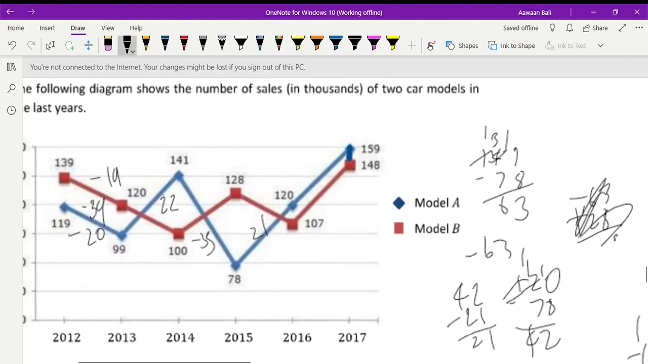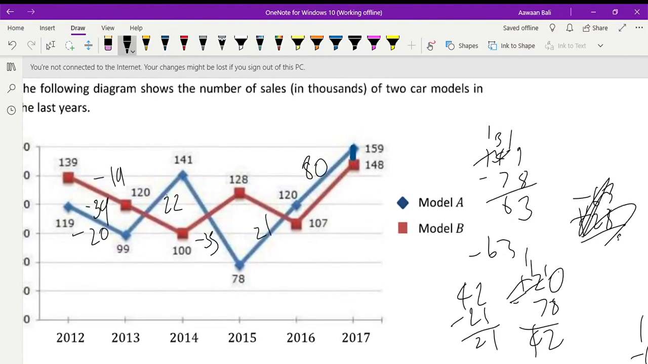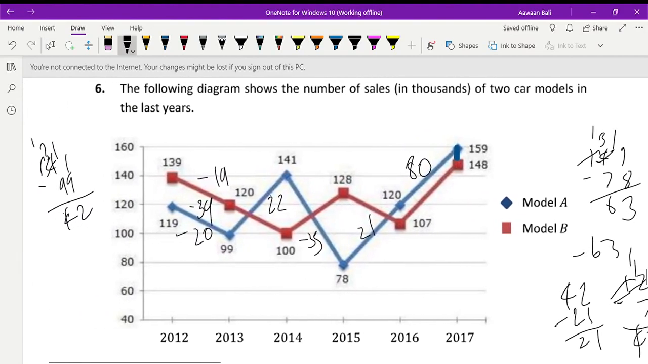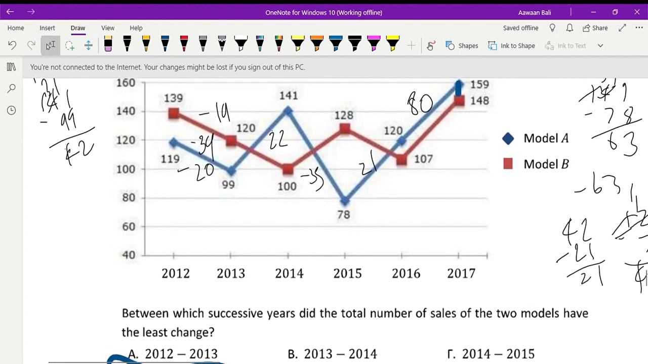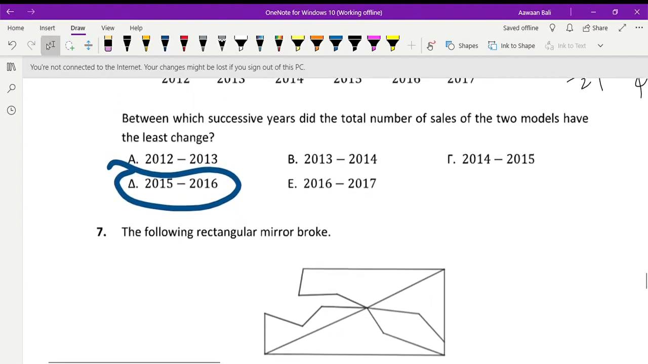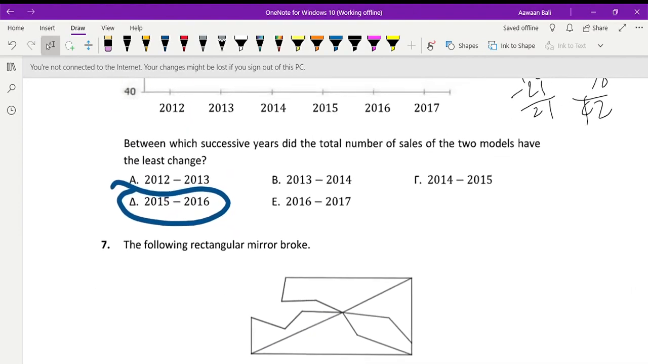Now basically we're not looking at what is the biggest or what is the smallest, but the least change, which means it's not that big of a negative and it's not that big of a positive, but it's just in between. Here 2015 to 2016, because after 22 there's 21, and then it goes directly into smaller negative numbers, which means you could say 2015 to 2016, delta, is the answer.